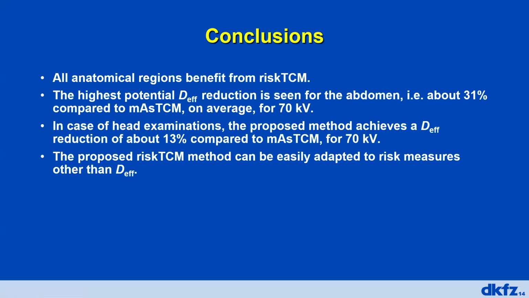To summarize this project, we could show that all anatomical regions could benefit from RIS TCM. The highest potential effective dose reduction is seen for the abdomen in comparison to MAS TCM. And we could, in these cases, reduce the effective dose by about 31%, for example. However, as I already said, all anatomical regions benefit from this algorithm. And it's quite easy to implement other risk measures other than the effective dose we used in our experiments.